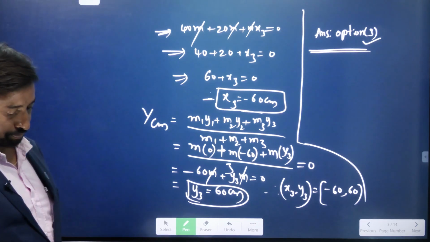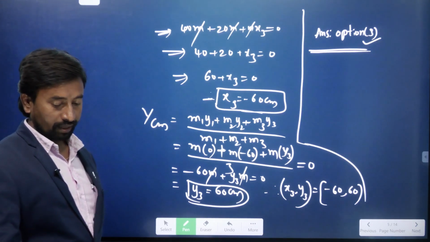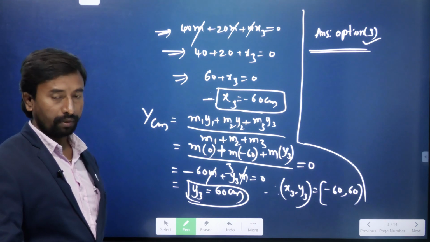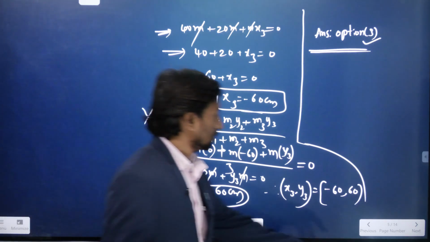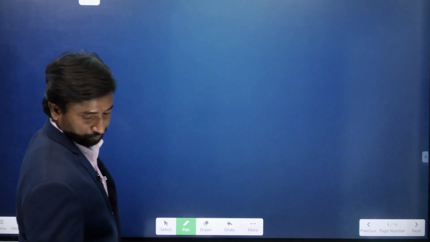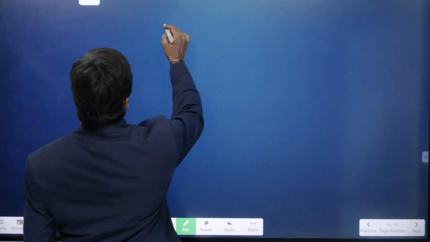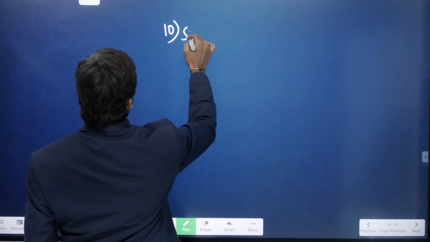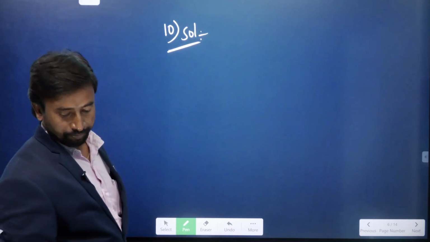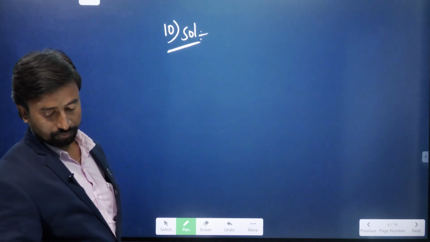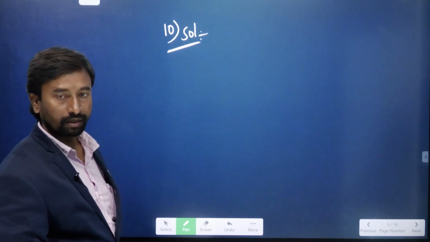Next problem. Find the position of center of mass of the uniform lamina as shown in the figure. See, I will draw the figure here. So the 10th one. Find the position of center of mass of uniform lamina shown in figure.